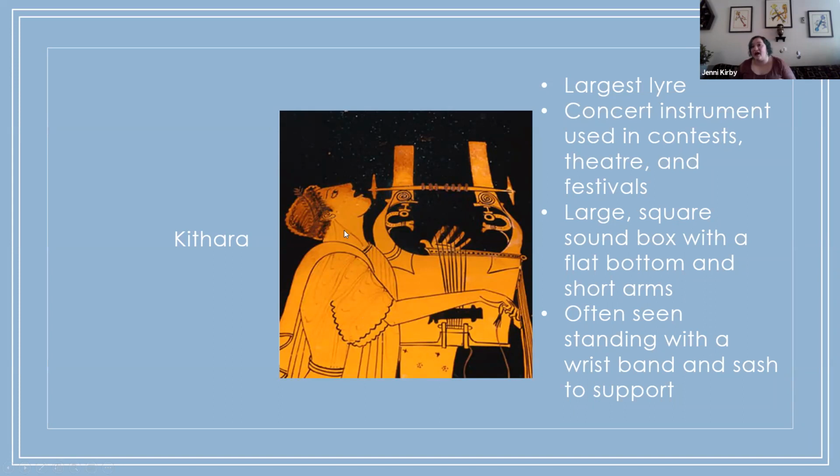It had a very large square box with a flat bottom, and then it has short arms as well. And it's often seen, somebody's holding it standing, and then they have this sash that wraps around their wrist. So we can see that a little bit here. I've got kind of a better picture, but we can see the sash here, and that is actually going around his left hand that's behind here. And then here we can really clearly see his plectrum and the shape of that.